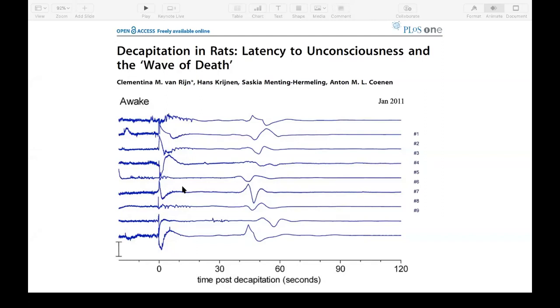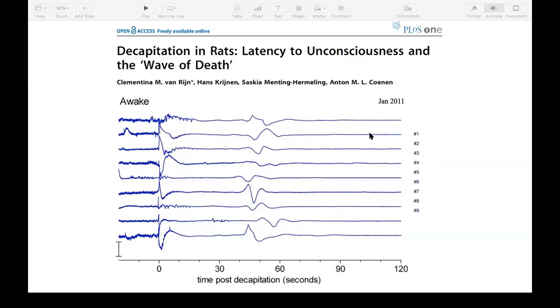But then after about 40 to 50 seconds, there is a huge wave, which was called the wave of death by these authors. And thereafter, there's electrical silence again. Now, at the time, there was a lot of speculation about this wave. But the interpretation is relatively straightforward.